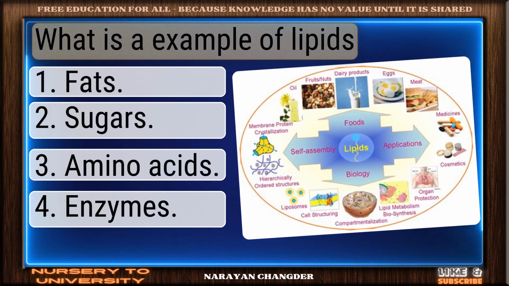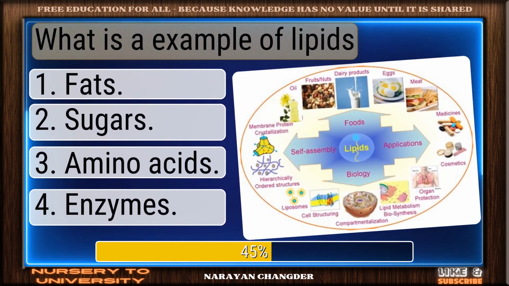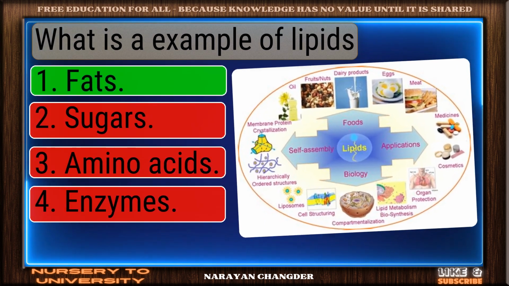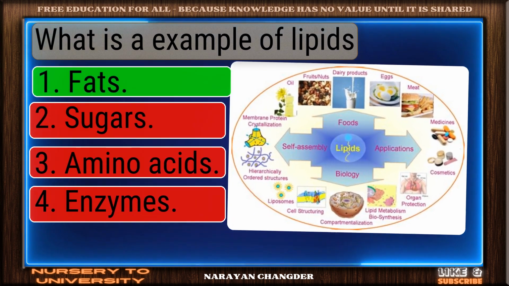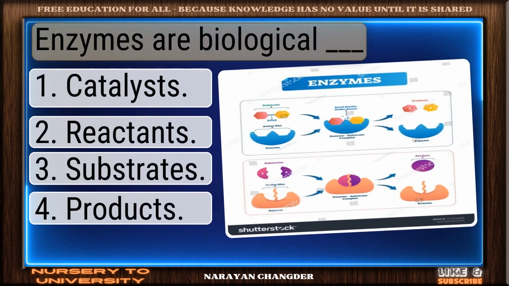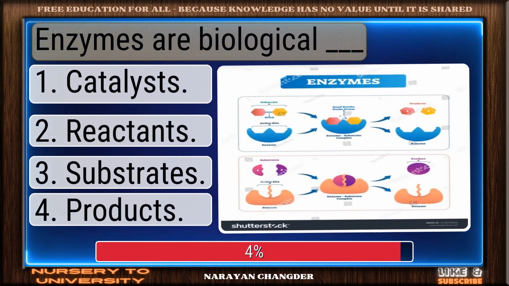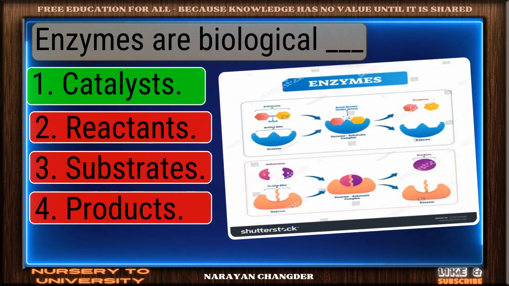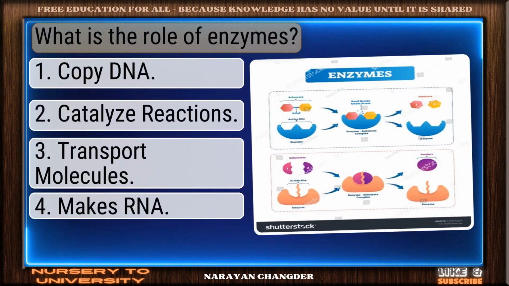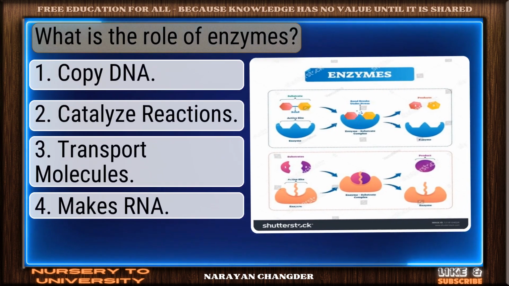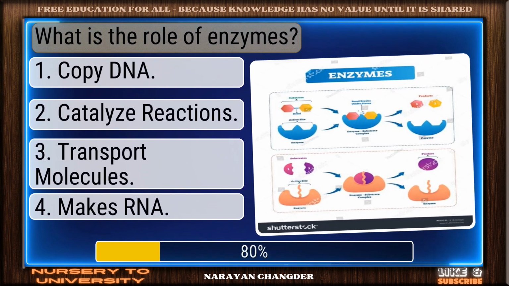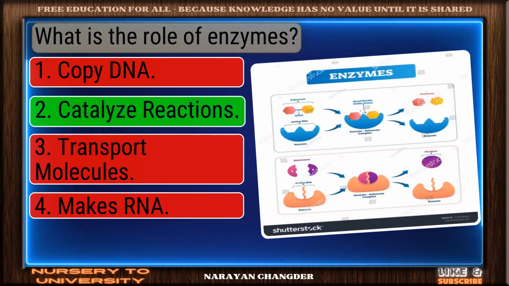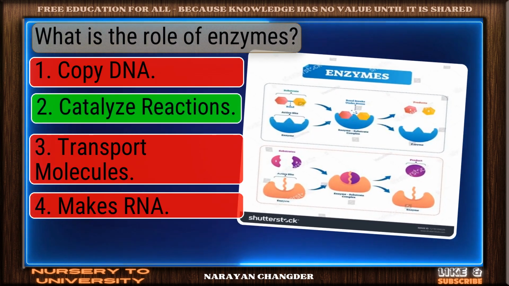What is an example of lipids? Well reasoned. Fats is correct. Enzymes are biological dash. Perfect. Catalyst is the one. What is the role of enzymes? Good thinking. Catalyze reactions is right.